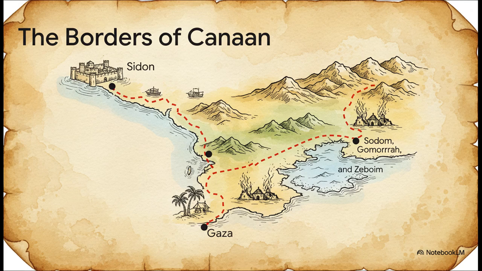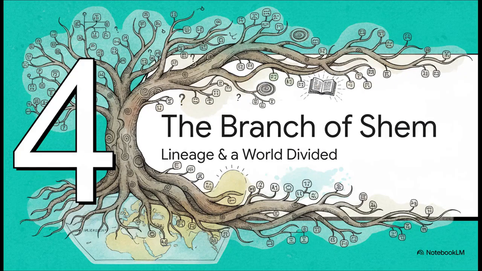It explicitly lays out the borders of the Canaanites, from Sidon up in the north, down the coast to Gaza, and then heading east towards cities of the plain like Sodom and Gomorrah. This is literally cartography through text, defining a very specific piece of real estate. And that brings us to our final branch, the descendants of Shem.